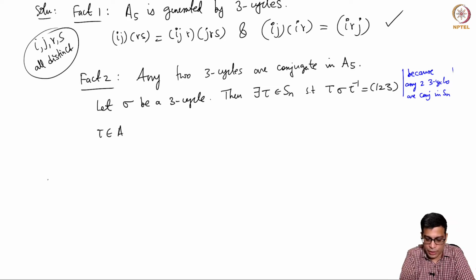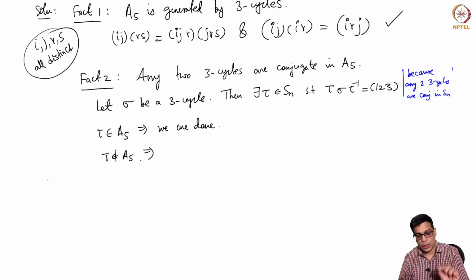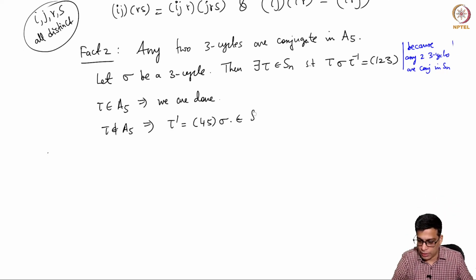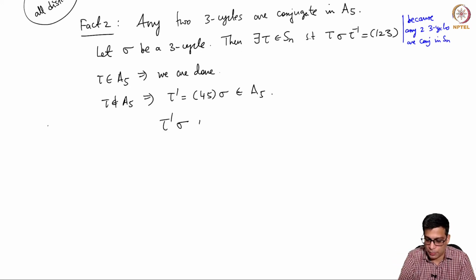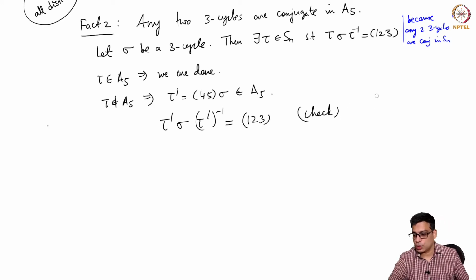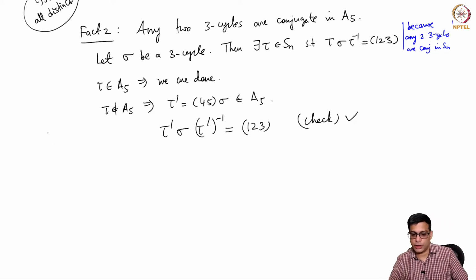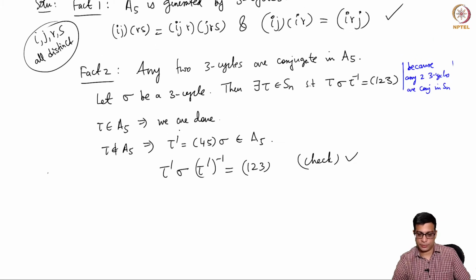If tau is in A5, we are done. If tau is not in A5, that means tau is odd, that means tau is a product of an odd number of transpositions. So let us take tau prime to be (4 5) times tau. Then tau prime is in A5. Now you can quickly check that tau prime sigma tau prime inverse is (1 2 3). So check this. So sigma is conjugate to (1 2 3) via an even permutation.